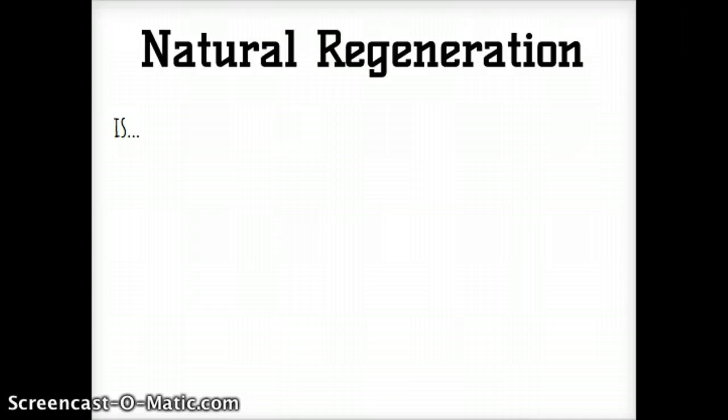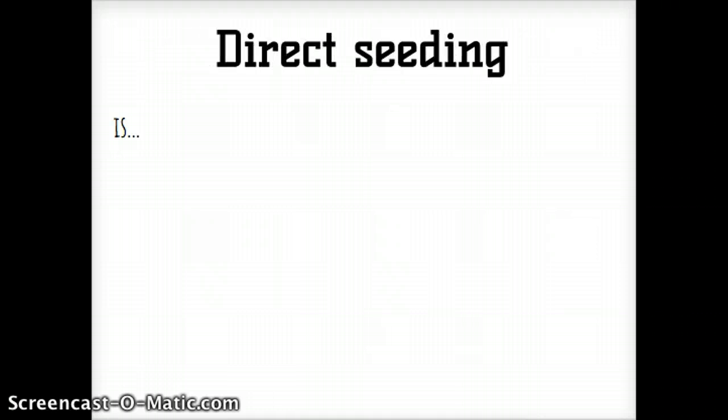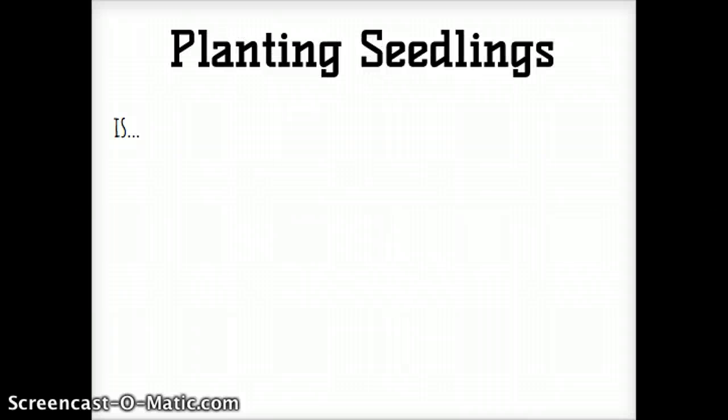For this one, this is a really good example. Think about what natural might mean. If something naturally regenerates, what's happening? So make sure you put it in your own words. If you can put a picture, awesome. The next thing you're going to have to do is tell me what direct seeding is. So direct seeding is, and again, in your own words. And planting seedlings. This one might be a very easy one to figure out.